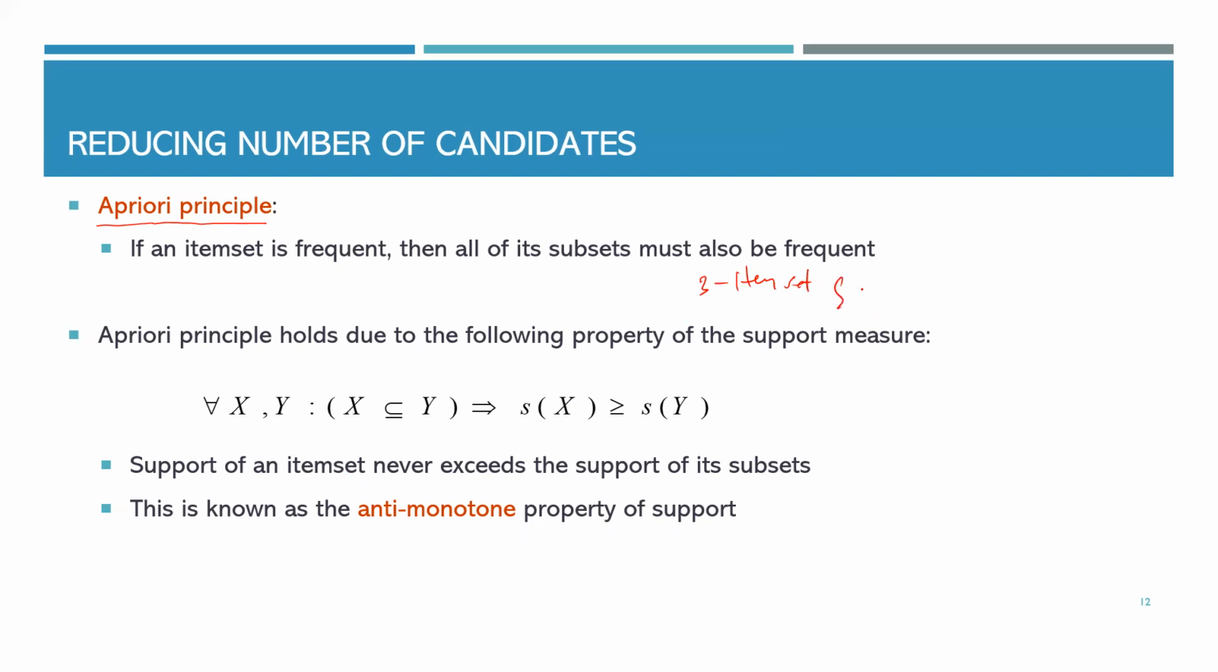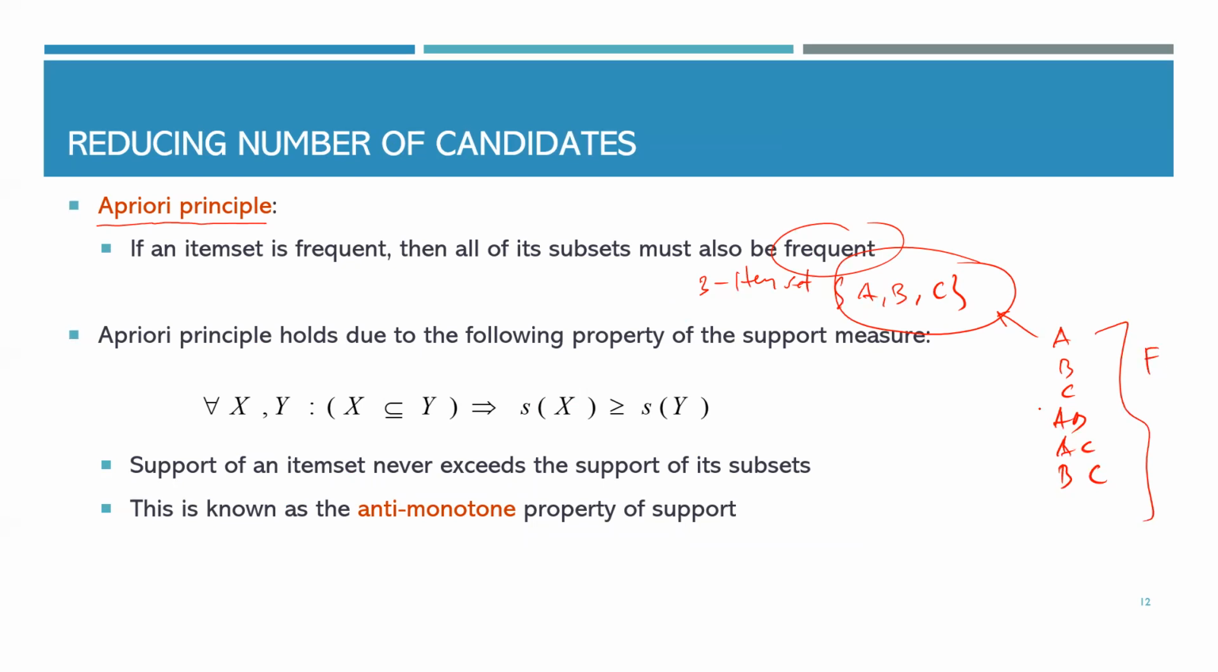Let's say A, B, C. If A, B, C is a frequent item set, then all subsets of it, which can be A, B, A, C, B, C, are also frequent.